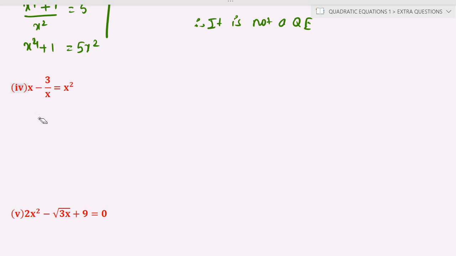So let us take the next problem now. What is the LCM in this equation? If nothing is here, it is 1 and x, and what is the LCM of 1 and x? It is x. I need to multiply here with x, and here with 1. x into x is x square, minus 3 into 1 is 3, is equal to x square.